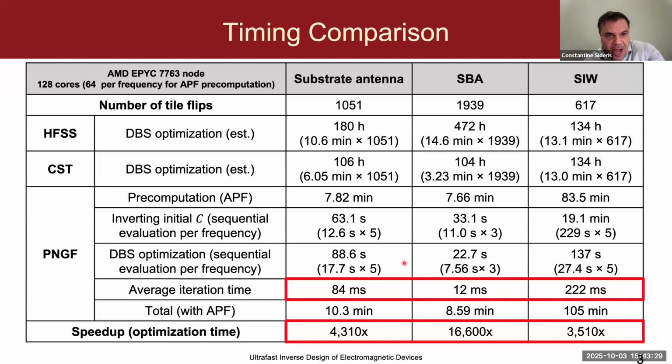And the optimization phase, you could see here, the most expensive one, because there were the most tiles requiring more tile flips, was still just over 2 minutes for the substrate integrated waveguide and less than half a minute for the switch beam antenna. And then the precomputation time, which I mentioned should not be confused with requiring a training data set. It's not a training data set. It's really just a precomputation. You can see here for these smaller examples it was under 10 minutes, and here it was just over an hour.